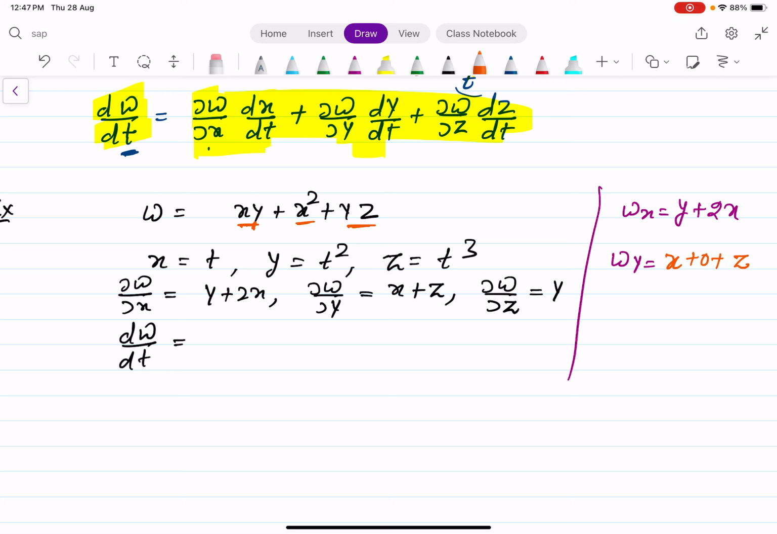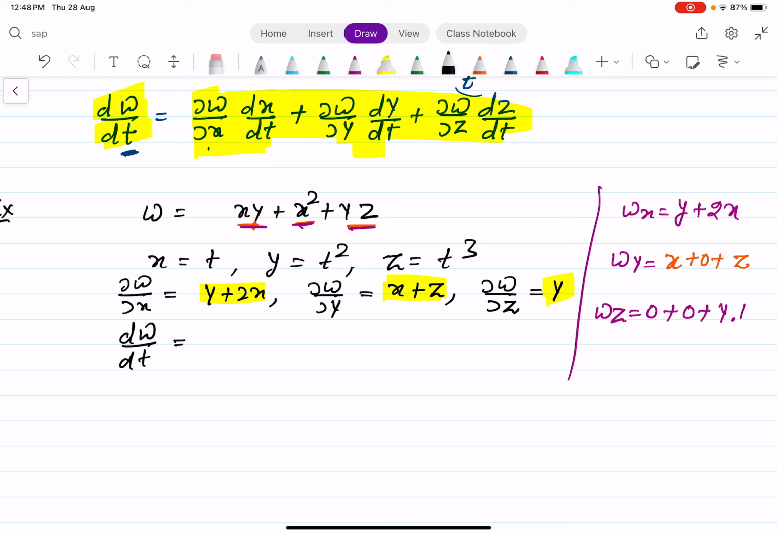Similarly we can compute the value of w_z. So differentiate xy with respect to z, it is 0. Differentiation of x square with respect to z, 0. Differentiation of yz with respect to z, so y is constant, z will be 1. So that's how we are getting the values of w_x, w_y and w_z.